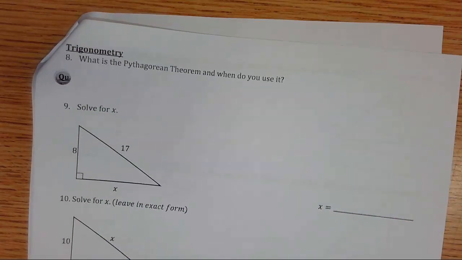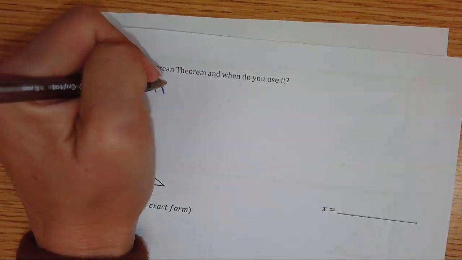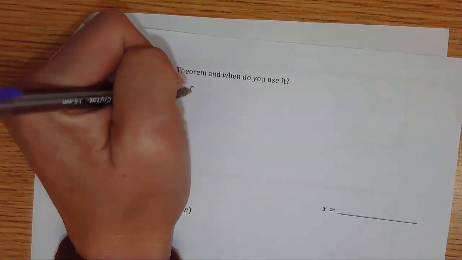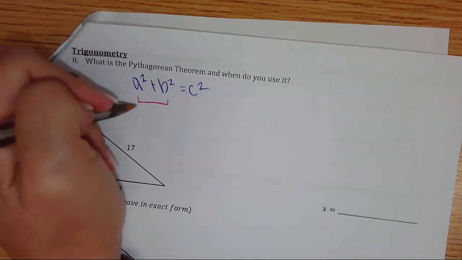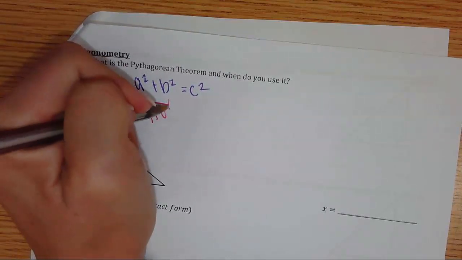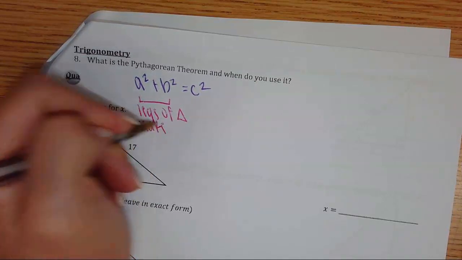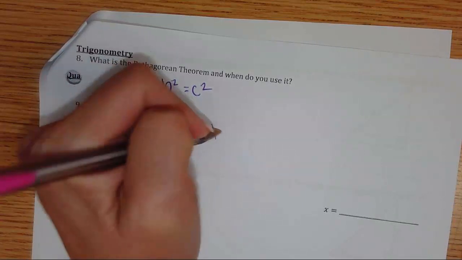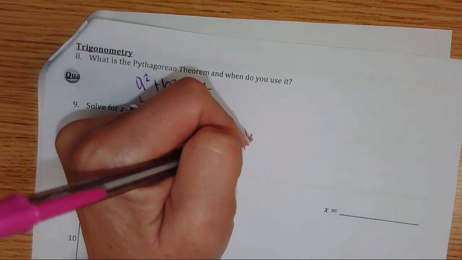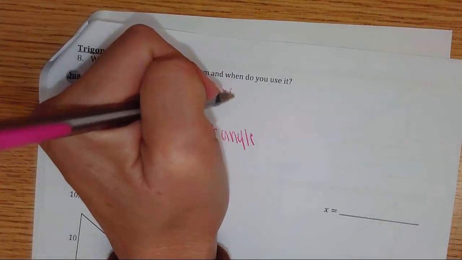Okay, so the Pythagorean Theorem, and when do you use it? The Pythagorean Theorem is a squared plus b squared equals c squared. A and b are the legs of the triangle, and they make up that right angle. C is always the hypotenuse.